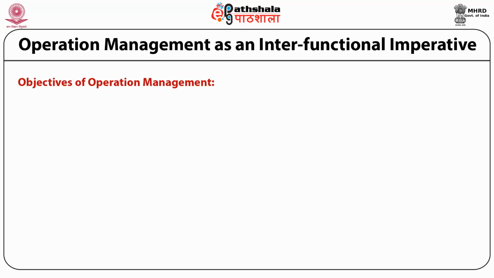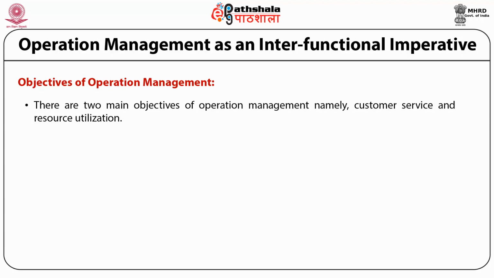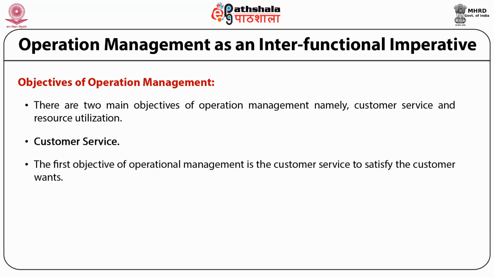Objectives of operation management. There are two main objectives of operation management, namely customer services and resource utilization. Let us understand customer service first. Customer services. The first objective of operation management is the customer services to satisfy the customer wants.